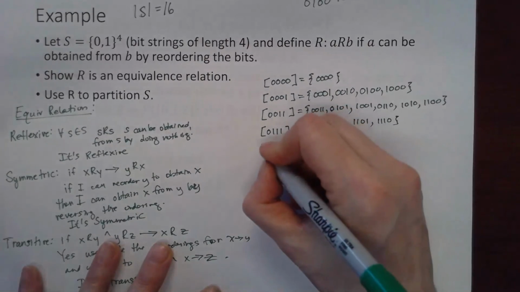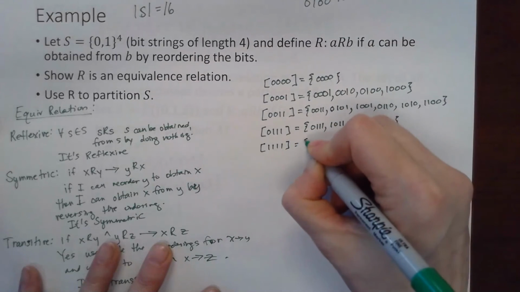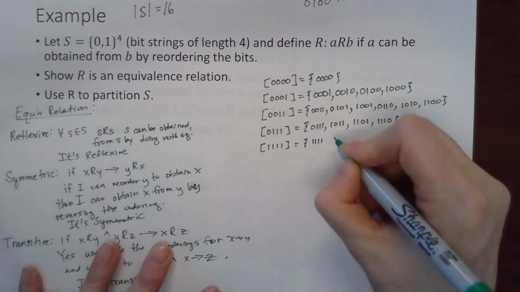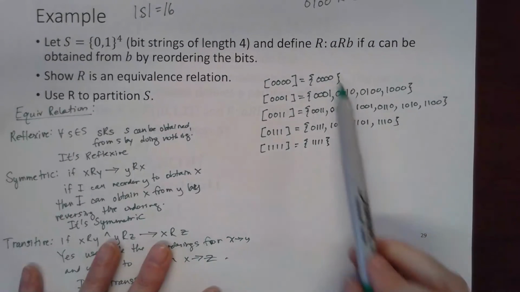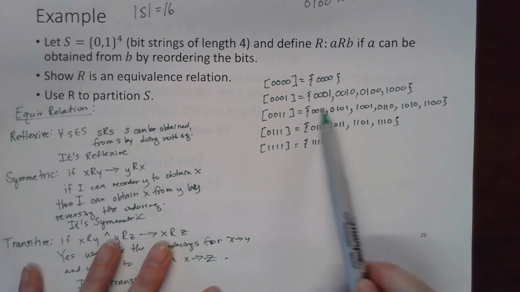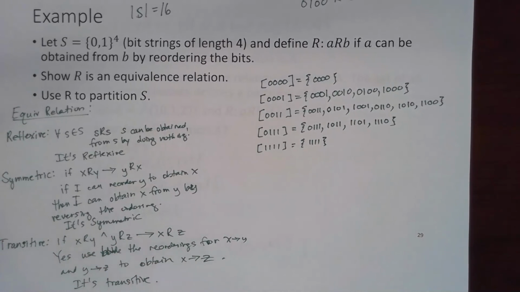And then the last one would have 4 1s in it. There's only 1 of those. Okay, we said there should be 16 of them. So 1, 2, 3, 4, 5, 6, 7, 8, 9, 10, 11, 12, 13, 14, 15, 16. Okay, it does seem like we've covered them all.